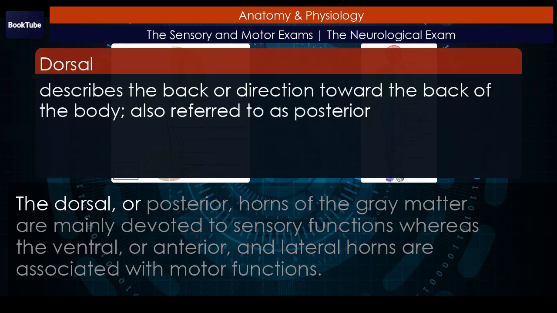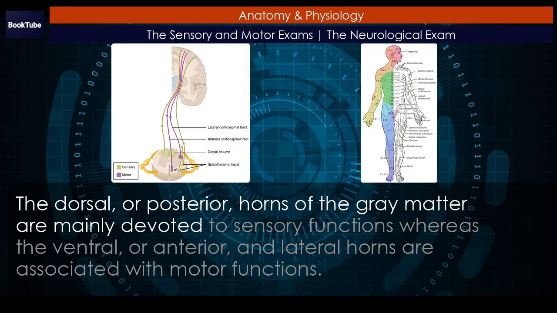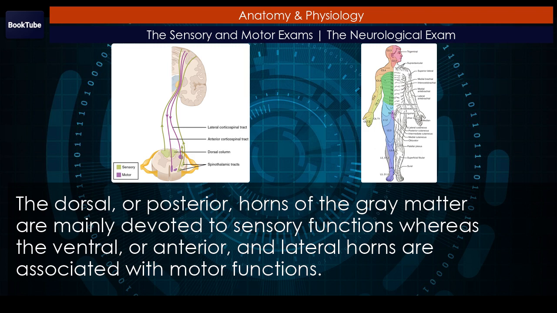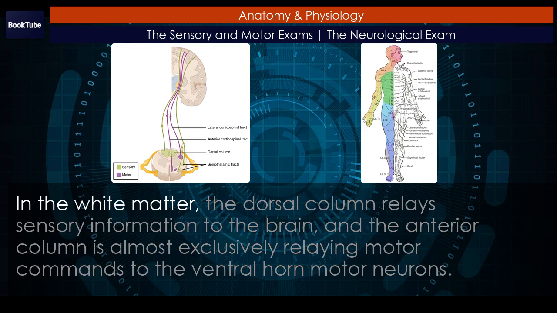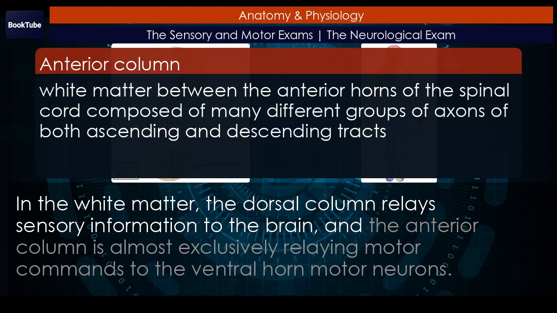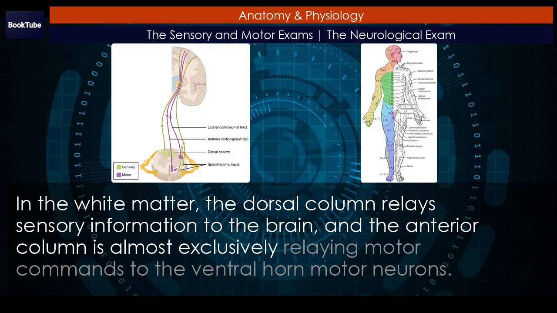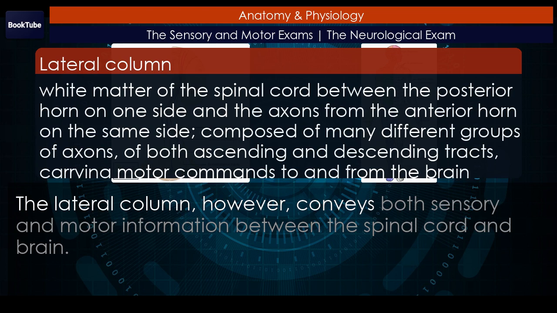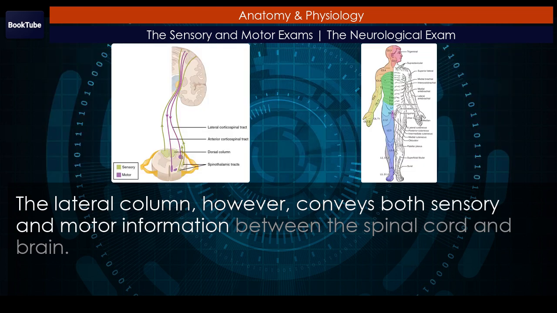The dorsal, or posterior, horns of the gray matter are mainly devoted to sensory functions, whereas the ventral, or anterior, and lateral horns are associated with motor functions. In the white matter, the dorsal column relays sensory information to the brain, and the anterior column is almost exclusively relaying motor commands to the ventral horn motor neurons. The lateral column, however, conveys both sensory and motor information between the spinal cord and brain.